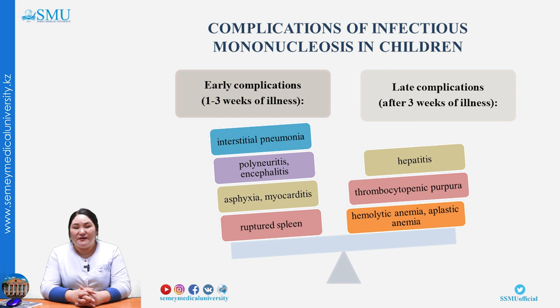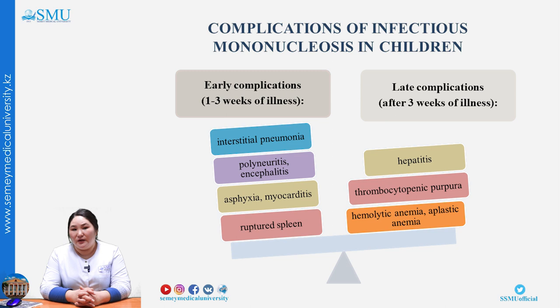Infectious mononucleosis can give us many different complications, and according to the time of occurrence, we need to divide them into early complications, in the first 3 weeks of the illness, and late complications, after 3 weeks from the illness. Of the early complications, one of the main and most important is spleen rupture.